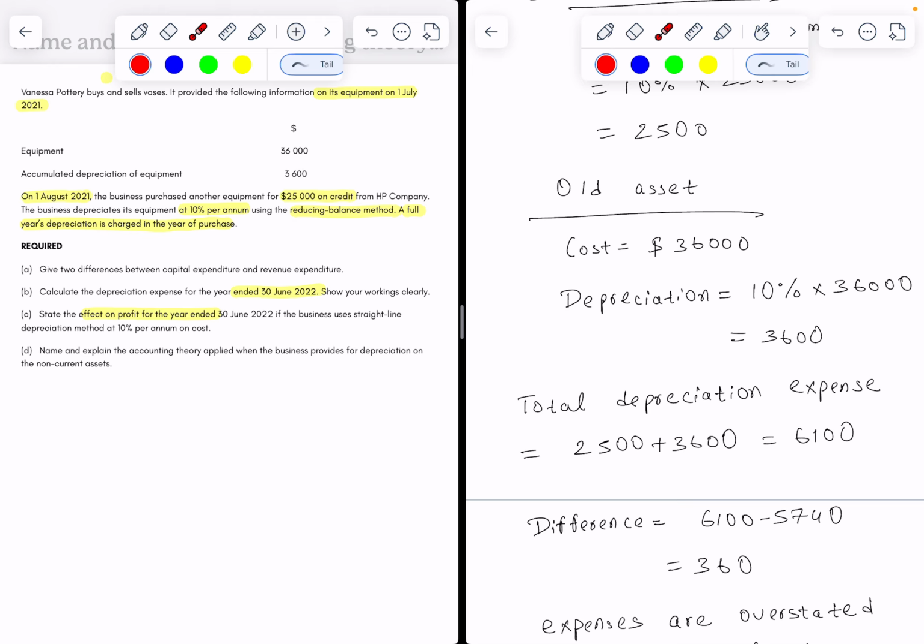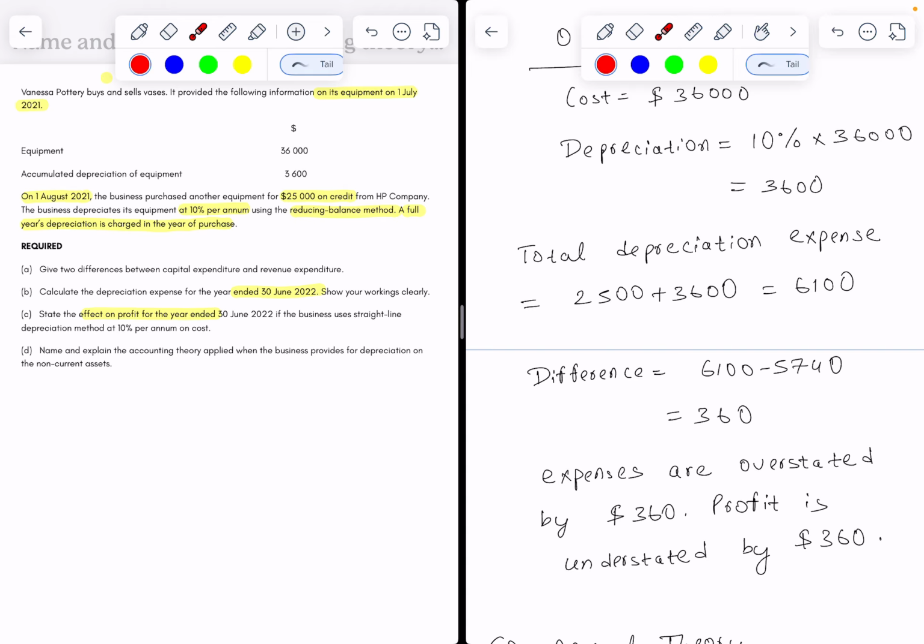straight line method. Now, we know that using the reducing balance method, our depreciation was $5,740, but using the straight line method, it's $6,100. So the difference between the straight line and the reducing balance values is simply $360, which is 6,100 minus 5,740. What this means is that expenses are overstated by $360 using the straight line method, right? Because of the high depreciation that we have shown.